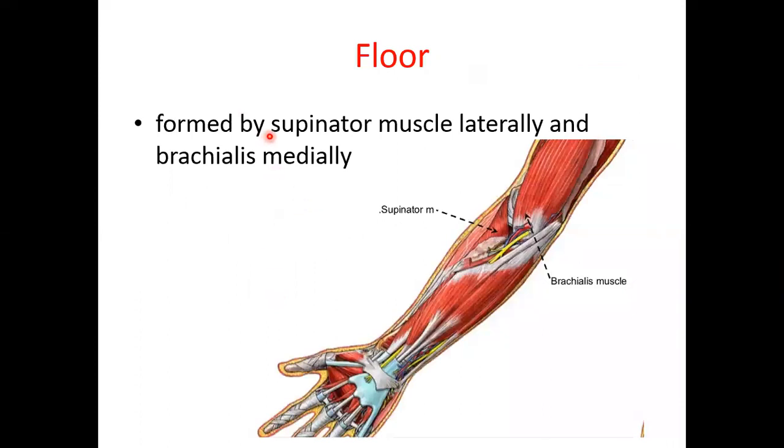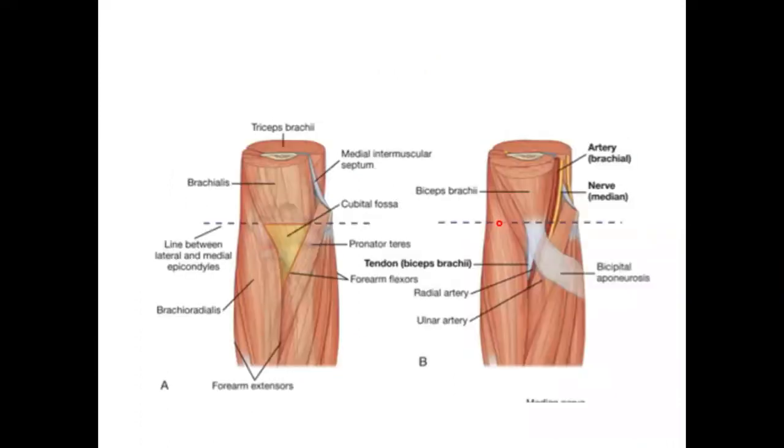The floor is muscular and formed by two muscles, the supinator muscle on the lateral side and the brachialis muscle on the medial side. This is the brachialis muscle forming the medial side of the floor of the cubital fossa, while this is the supinator muscle forming the lateral side of the floor. In this diagram, on your right side of the screen, this is the bulk of the biceps muscle, while this is the tendon of the biceps and the aponeurosis. These structures are removed in the diagram on the left side so that you can see the brachialis muscle, right? This is the muscle which is forming the medial side of the floor of the cubital fossa.